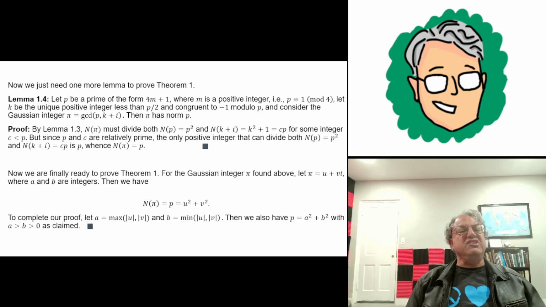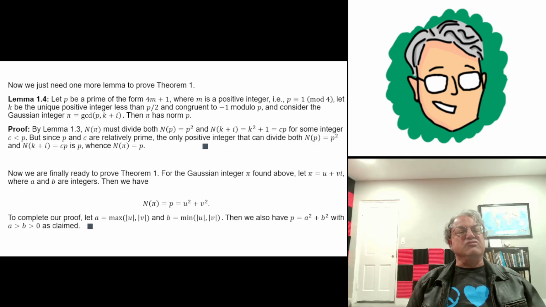And since that's the case, the norm of pi, which we just showed was equal to p, has to be a squared plus b squared, because that's by definition the norm of pi. So that completes the proof. This is really nice, because what I just proved is that for any prime p that's congruent to 1 modulo 4, like 5, 13, 17, and so on, there exist two integers, and I'm not saying they're positive here. Actually, I'm calling them u and v here. We'll get to a and b in a minute. There exist two integers u and v such that p equals u squared plus v squared.